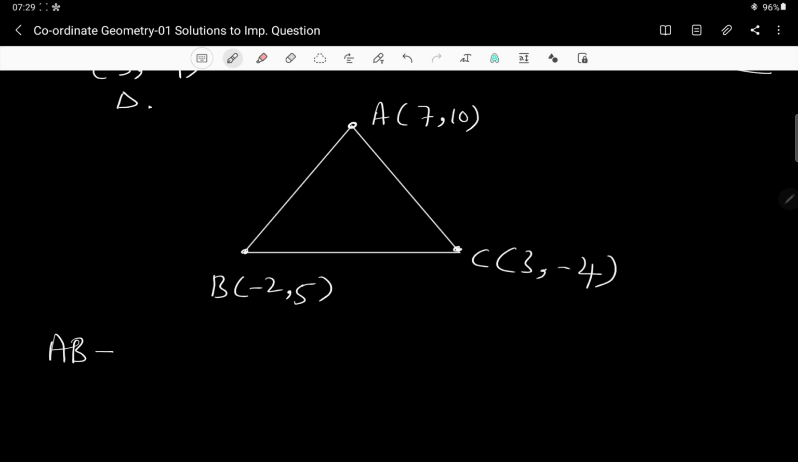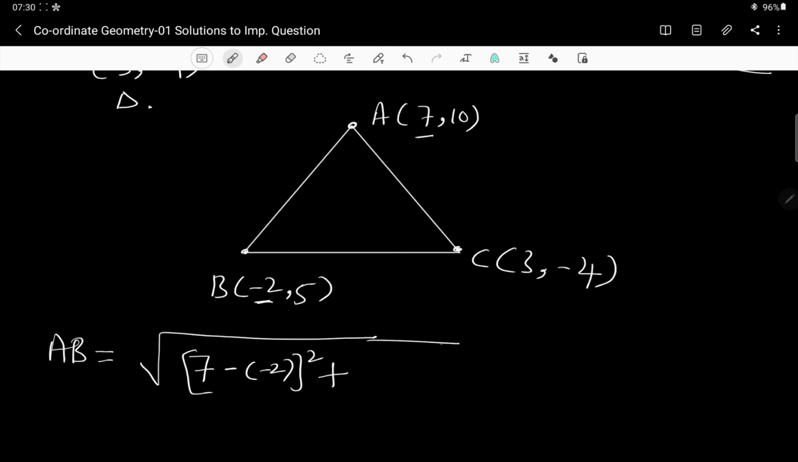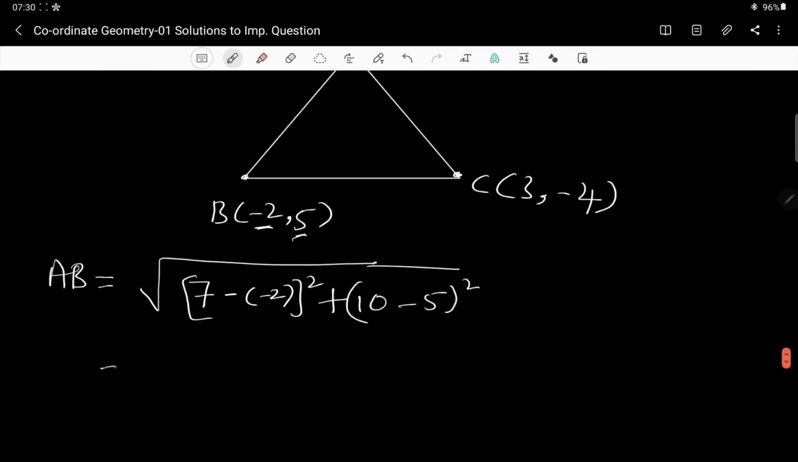All right, so AB is equal to, now you know, right? So this one is x1 y1, you can consider this as x2 y2, or vice versa also you can consider. That is up to you. AB is equal to under root, it becomes 7 minus of minus 2 whole square plus 10 minus 5 whole square. All right, so this is AB.